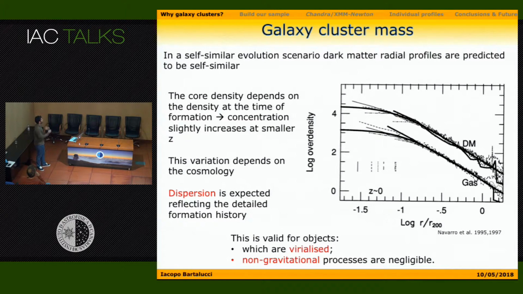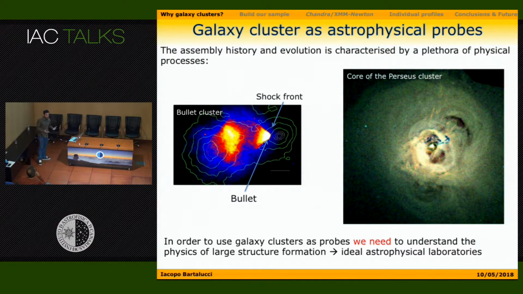Okay? Now, what actually happens in reality with galaxy clusters? The assembly and evolution history of galaxy clusters is characterized by a plethora of physical processes. For example, here on the left, you see a very famous galaxy cluster, which is the Bullet Cluster. What you see here is the X-ray emission, and where you see the yellow, this is the core of the cluster. Basically, you have a main halo, which is this one, and then a smaller halo, which is merging and passing through the main halo, forming this sort of bubble. And so you have all the gravitational processes related to that.